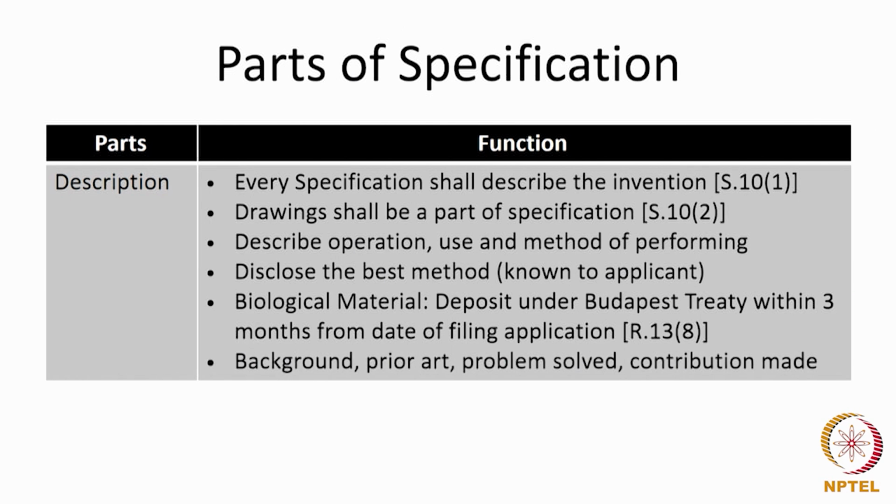The background, prior art, problem solved and contribution made, these are the different headings that you normally find in a description, which we had already seen in the US patent that we had shown you.